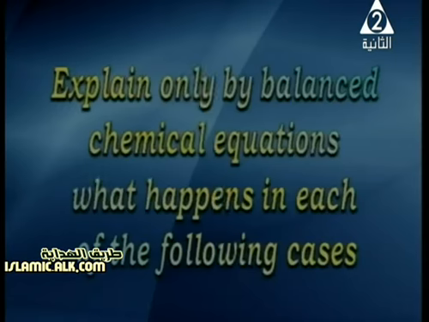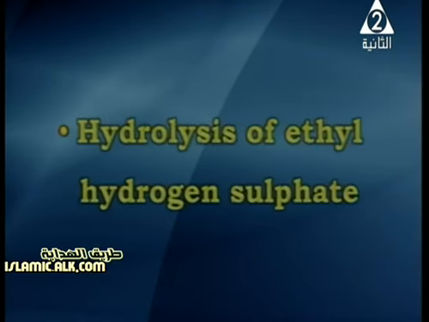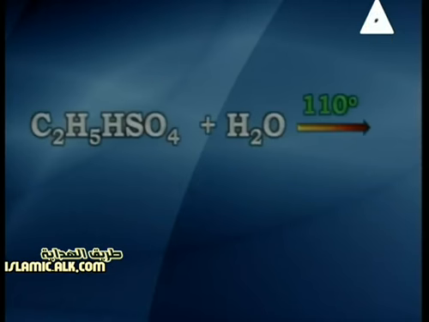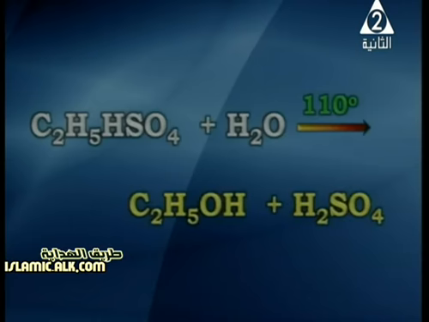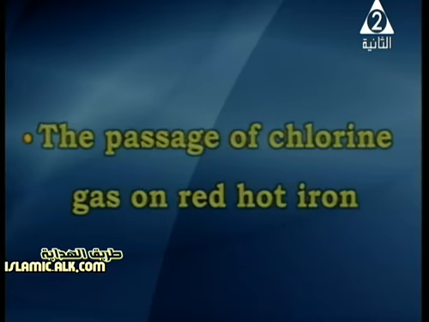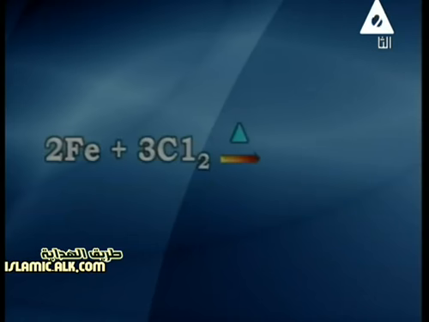Next type of question: explain only by balanced chemical equation what happens in each of the following cases. Hydrolysis of ethyl hydrogen sulfate. As the equation shows on the screen, ethyl hydrogen sulfate on hydrolysis with water gives ethanol and releases sulfuric acid again. Next point, the passage of chlorine gas on red hot iron. As the equation shows, 2Fe plus 3Cl2 gives 2FeCl3.